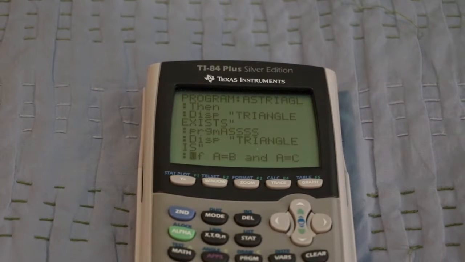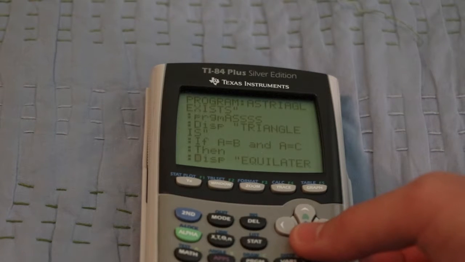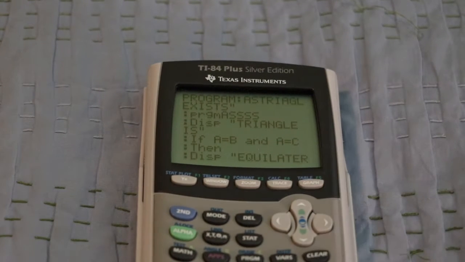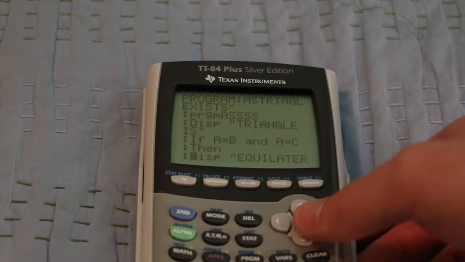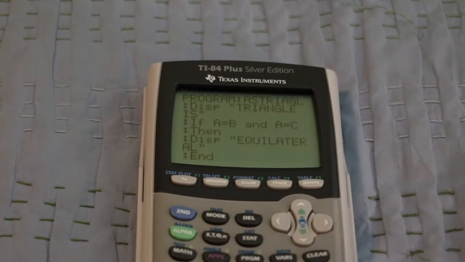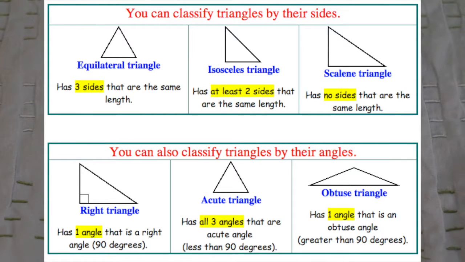After that, we execute a sub-program. In this case, my SSS triangle program, which I'll show you in a second. And then we have a display statement that says triangle is. And then we have our if statements. We have a bunch of nesting if statements. The first one we do is we check if it's an equilateral triangle, because we know there are 6 or 7 possibilities for triangles.